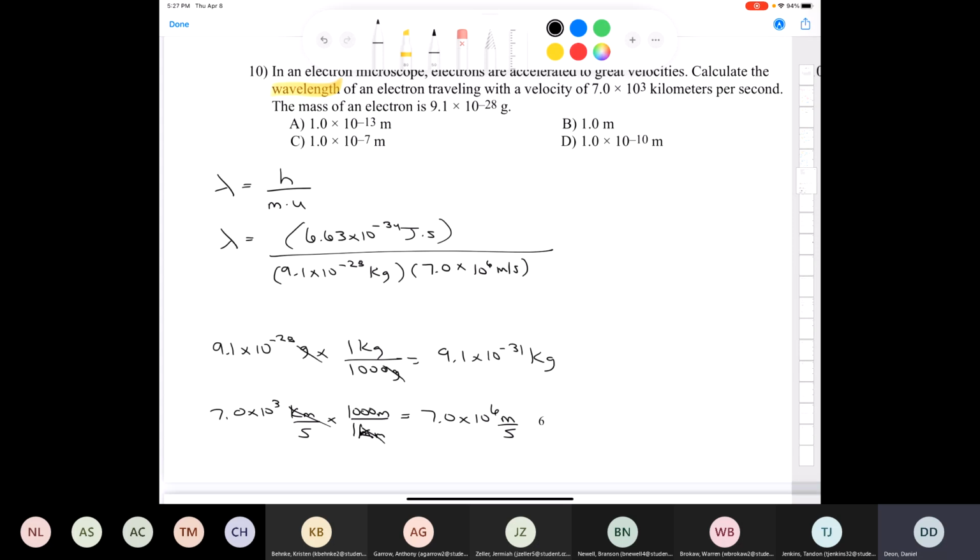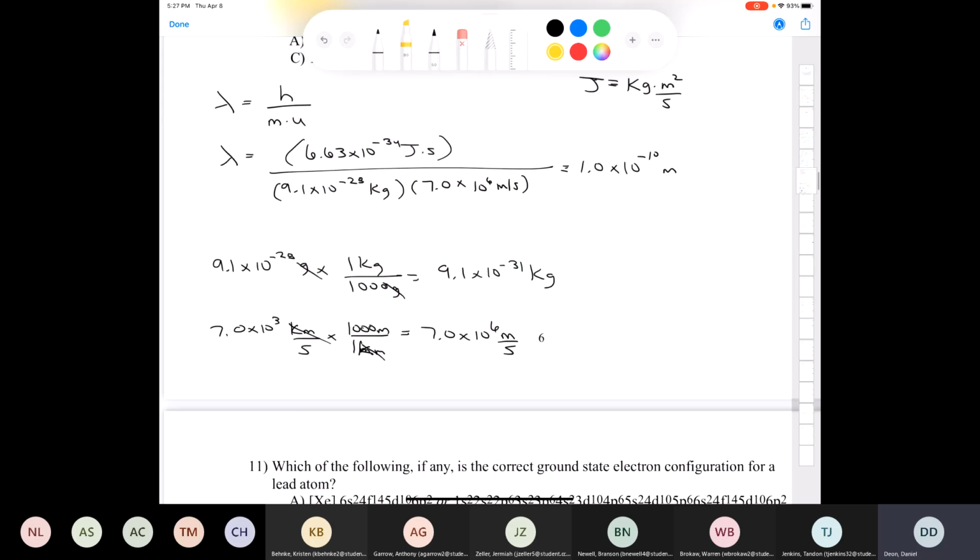If you're wondering why I converted to kilograms and meters per second, well, if you've ever taken physics before, you know that a joule is equal to a kilogram times meter squared per second squared. So when we plug that value in here, we end up with our wavelength in meters. We end up with 1.0 times 10 to the negative 10 meters. So here we go, D, 1.0 times 10 to the negative 10 meters.